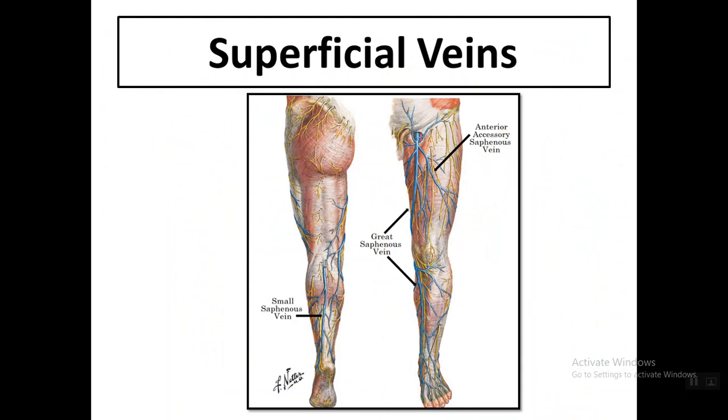Now we come to the important subject, which is the superficial veins. When we remove the skin and the superficial fatty layer, we will find the superficial veins that run in the superficial fascia. We have two important veins: the great saphenous vein and the small saphenous vein. They have a clinical importance.